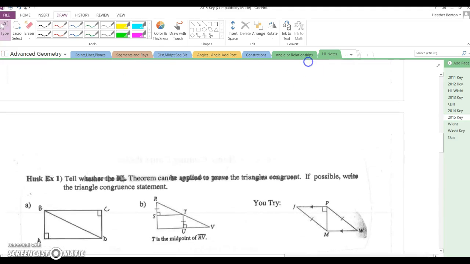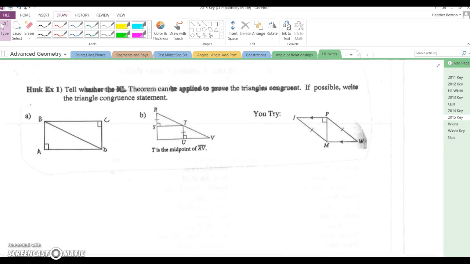So let's go ahead and test this out in example 1. Tell whether the hypotenuse leg is the name of this postulate, hypotenuse leg theorem. We don't call it angle, side, side, because again, it has negative connotations. Can it be applied to prove the triangles congruent? If possible, write the triangle congruent statement. And you remember now by this point that the triangle congruent statement is when you say triangle blah blah blah is congruent to triangle blah blah blah, and you name the triangles in order of their corresponding vertices.